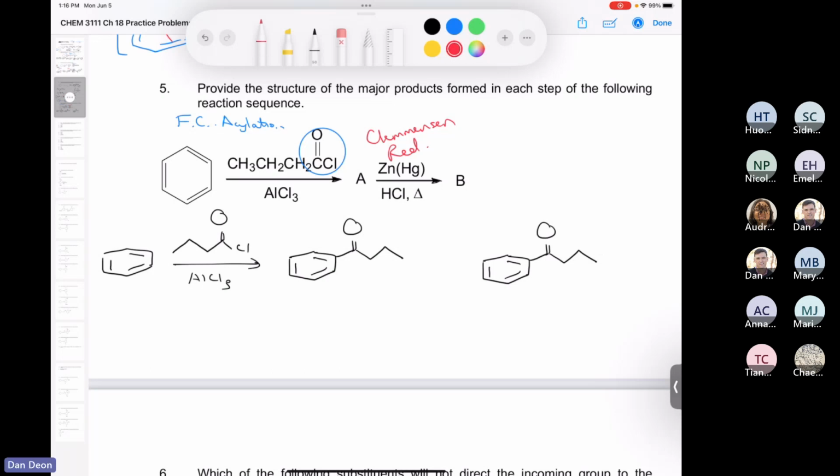All right, and so the Clemmensen reduction, so with our zinc, mercury amalgam, and HCl, there we go. And what that does is it removes the carbonyl completely, so you end up with butylbenzene in this case.